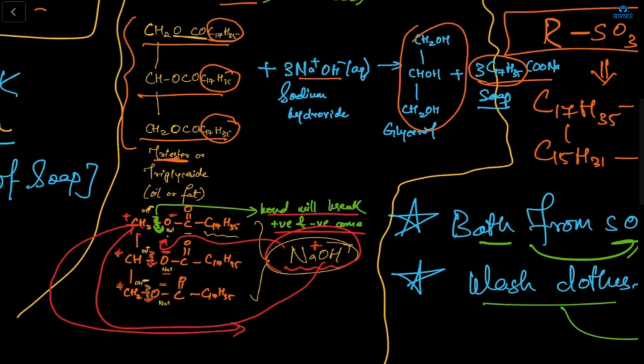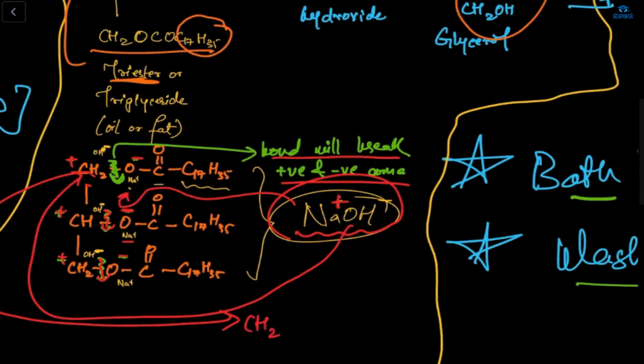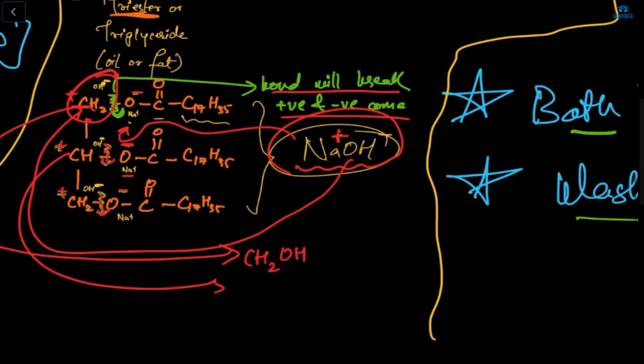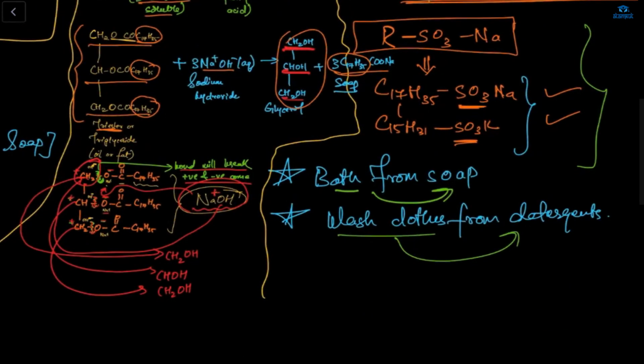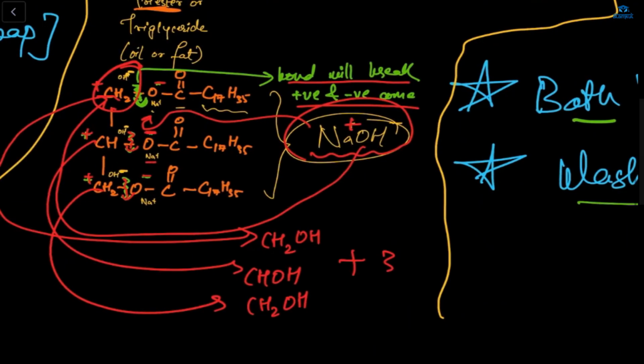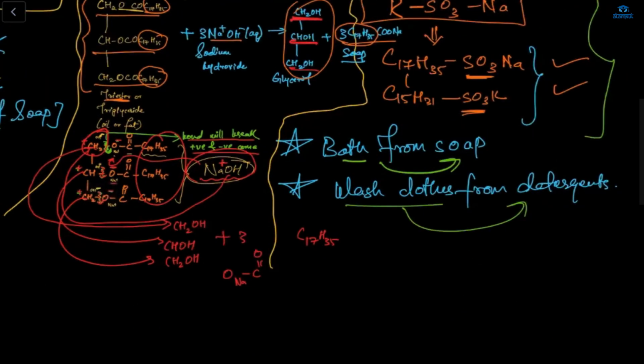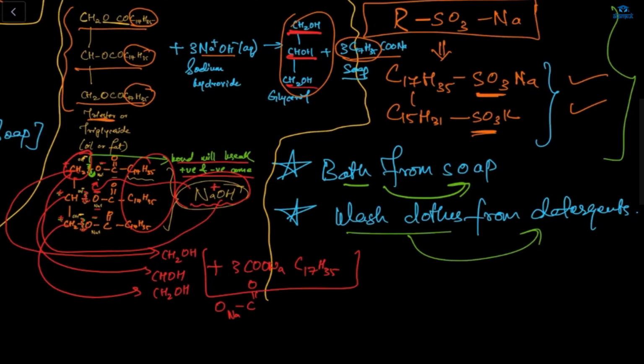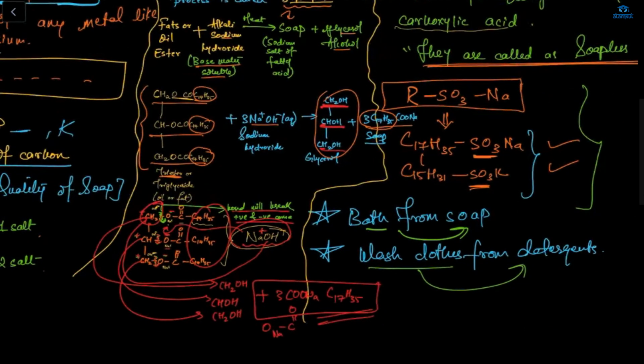First let me write the first step. Here we are getting CH2OH. Here also we will get CH2 and OH. The next step we will get CH and OH, and in the third step we will get CH2OH again. So here we see CH2OH, CHOH, and CH2OH, plus 3 of these. So how will we get these? Plus 3, this we will get for sure. Your C17H35, and here what is left? Your C is left, O is left, O and Na. Correct? So how will we write? We will write like this, COONa.